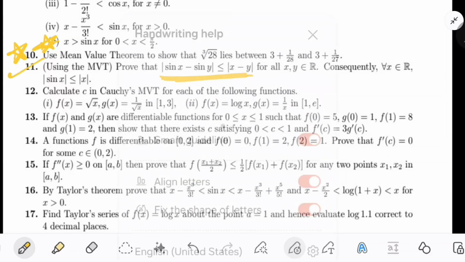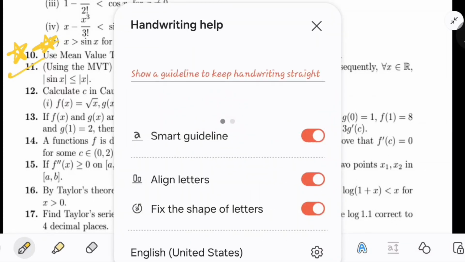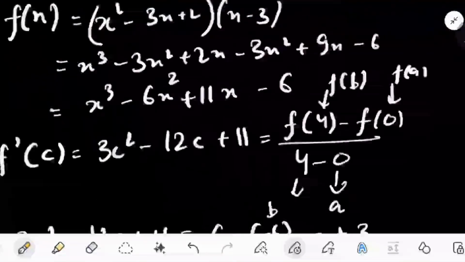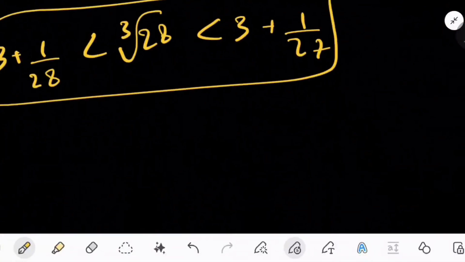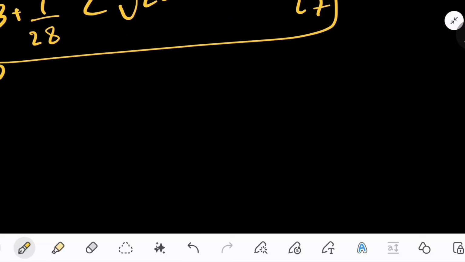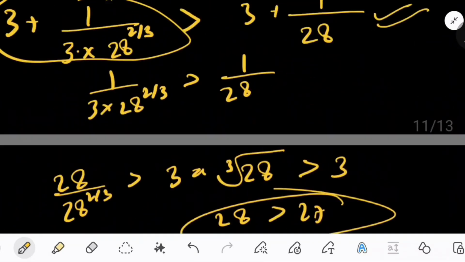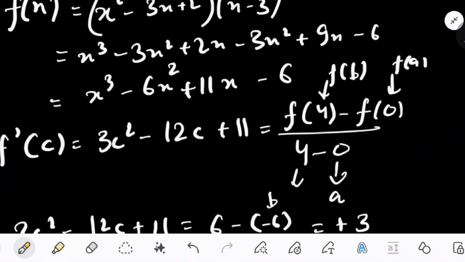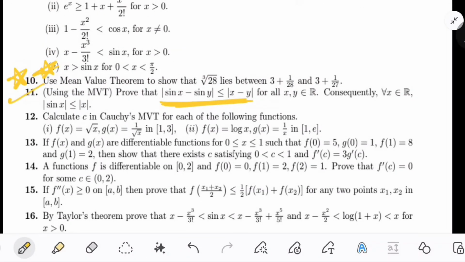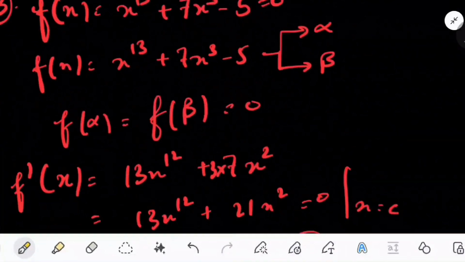We will do 11th also. Wait. Let's see. So in this you have to prove that, now let's solve the question number 10 and I mean 11. So there was some disturbance. Now it's fine. So we had to prove that, let's see what was the question, I don't remember. So let's see. Sine of x minus sine of y is less than or equal to x minus y. Okay, so you need to prove this. We will see it.